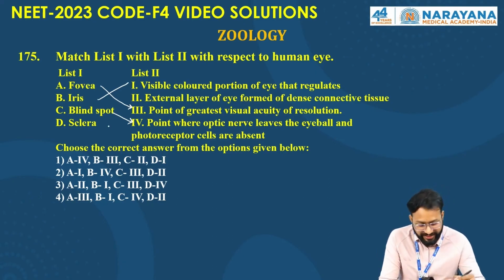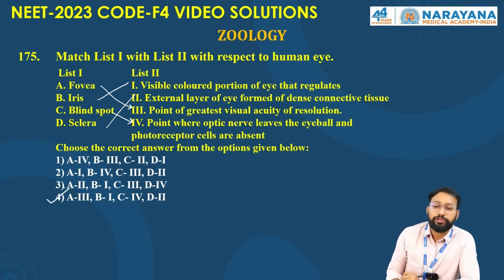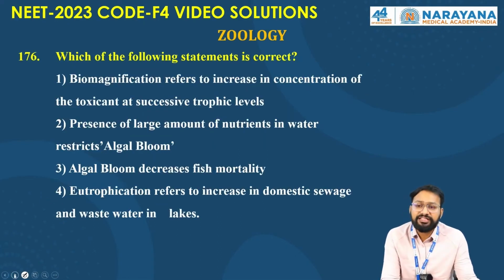Sclera is the external layer of eye. So it should be 3, 1, 4 and 2. Option 4. Moving further to the next question, question number 176.